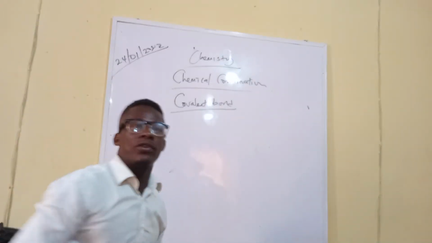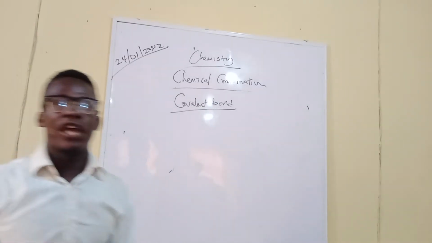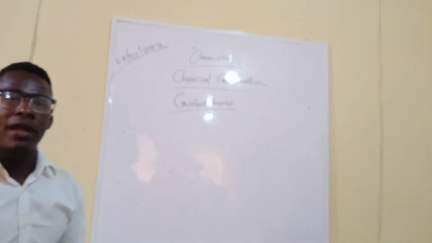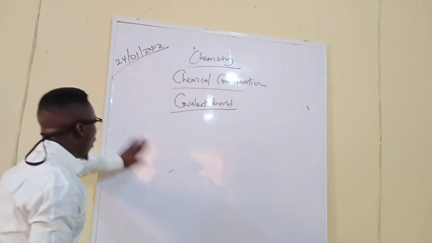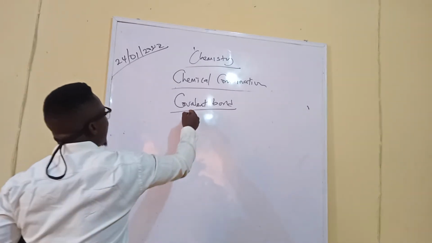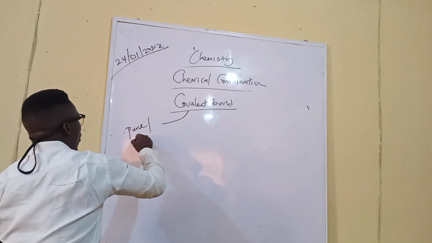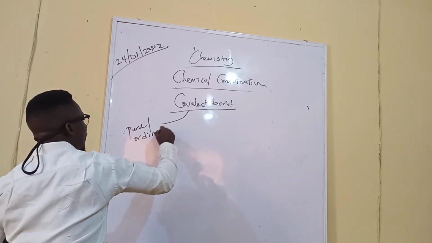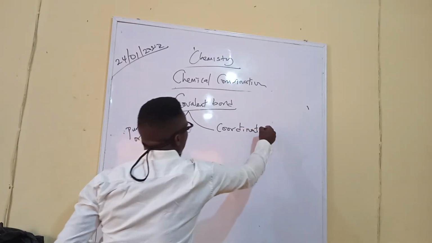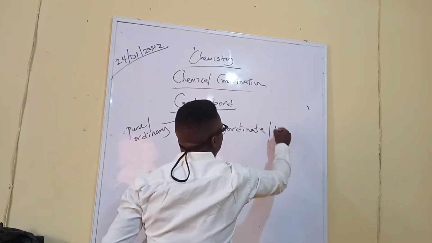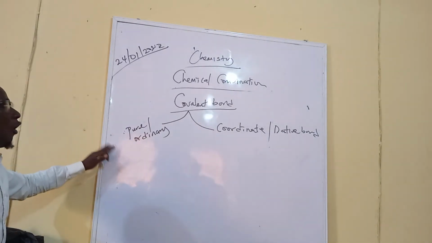In ionic bond, we said there is transfer of electrons, but in covalent bond, there is what? Sharing of electrons. So covalent bonds are bonds formed as a result of sharing of electrons. Now this covalent bond can be subdivided into pure or ordinary covalent bond, and then of course coordinate covalent, coordinate or dative bond.